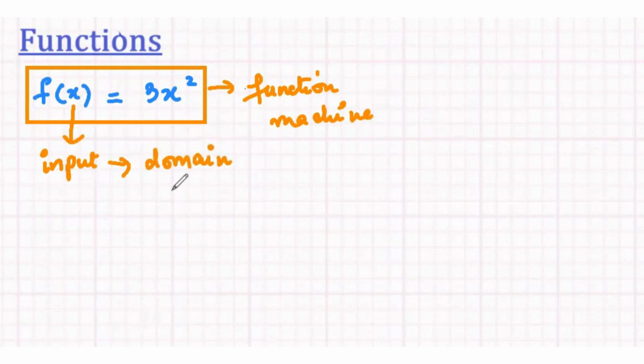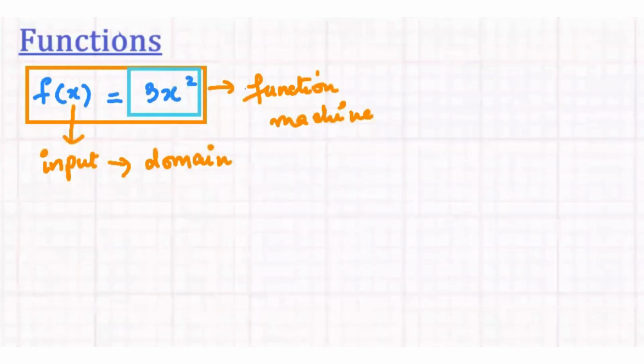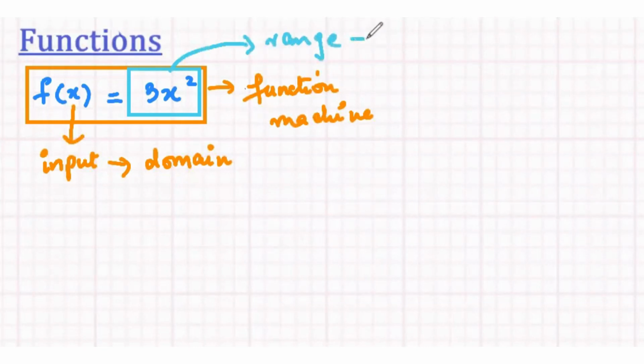Now, whatever output comes out, that is going to be the entire value of f of x, which is going to be this entire thing. The entire value of this thing is your range, or in simpler words, output. So as you can see, the value of x, which you substitute in the function machine, is your input, which is the domain value. And the value that you get after you've substituted that x value in the function, that is your value of the function, which is the output value or range.